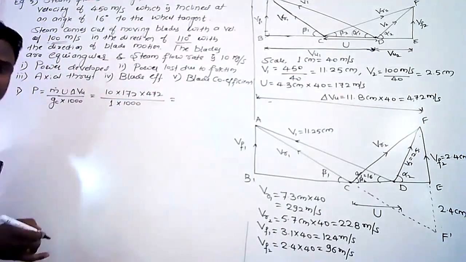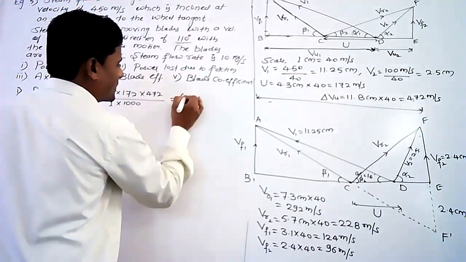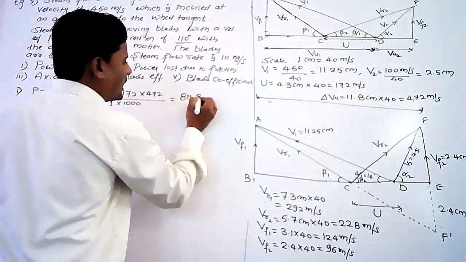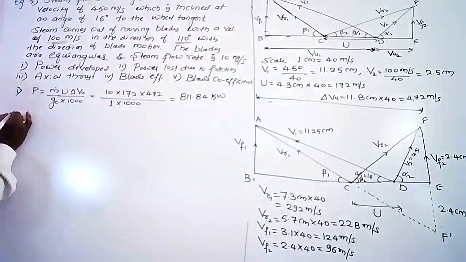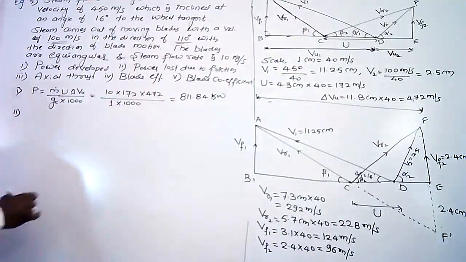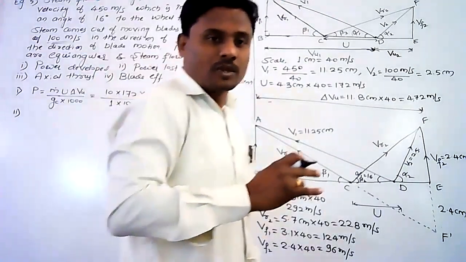The value of power is 811.84 kilowatts. 811.84, this is in kilowatts. Okay. Second bit, the power loss due to friction.